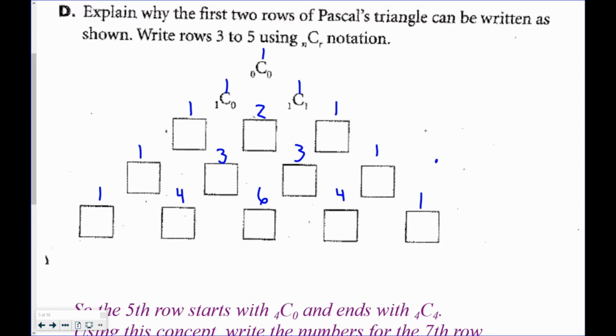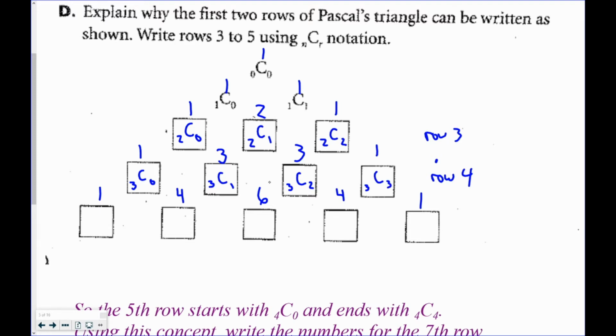So with combinations, this is row 3. So the n value starts 1 less. So it's 2C0, 2C1, 2C2. This is row 4. The n value starts 1 less. So 3 choose 0, 3 choose 1, 3 choose 2, 3 choose 3.